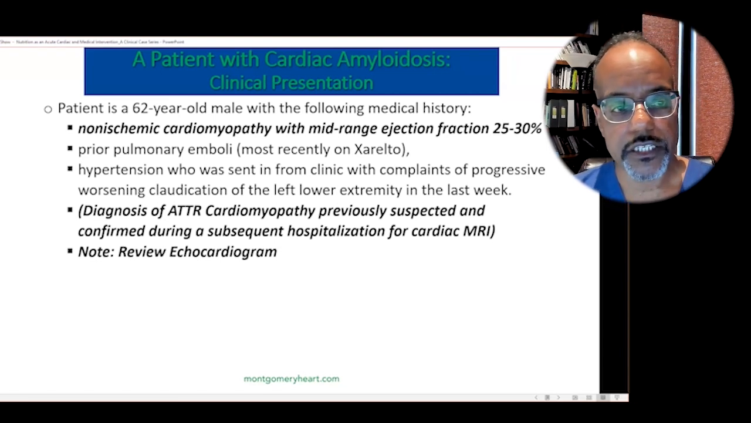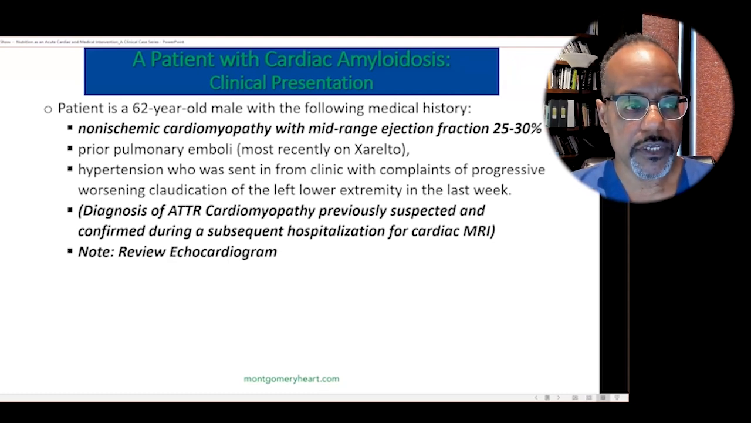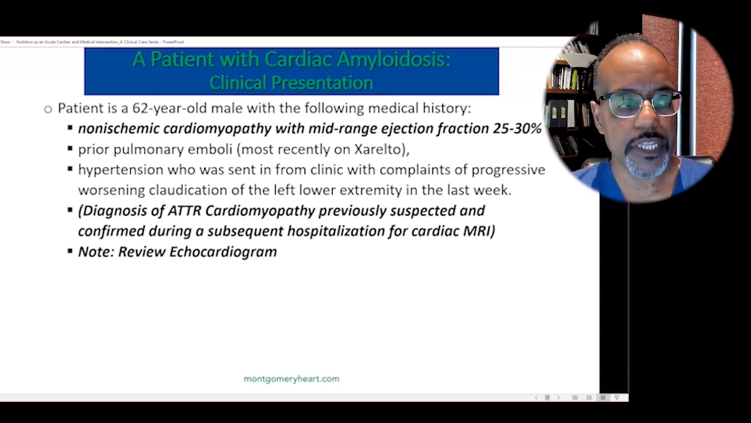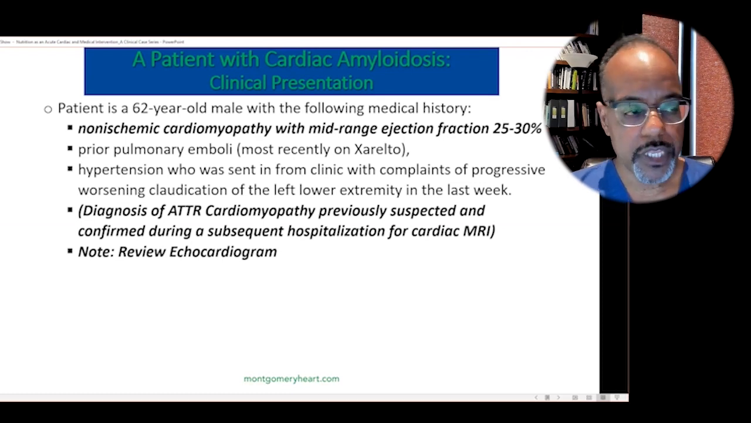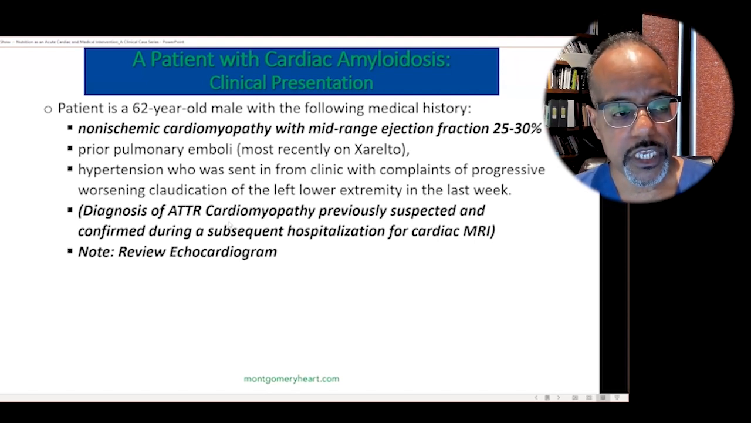His ejection fraction on echo was about 25 to 30%. On the previous echo, he had a history of pulmonary emboli. Even prior to coming to our practice, he had had pulmonary emboli and deep venous thrombosis. He had been on blood thinners before and had some issues with different ones. He had a history of hypertension. We had suspected cardiac amyloidosis prior to this hospitalization that I'm going to discuss, but it had not been confirmed until subsequent to this time. So I just put in the note, suspected amyloid cardiomyopathy, but it was confirmed by later studies.